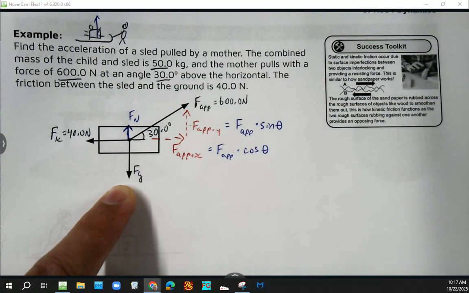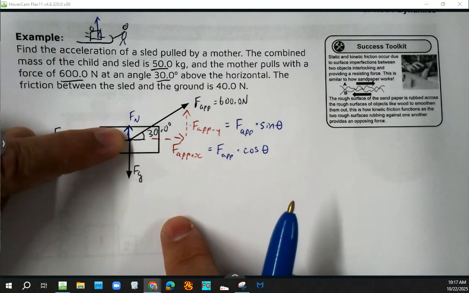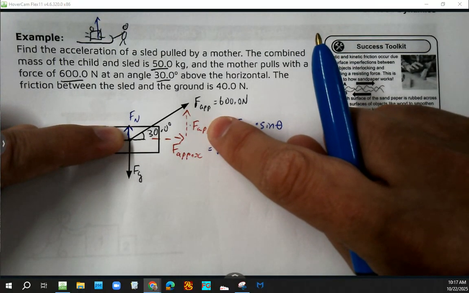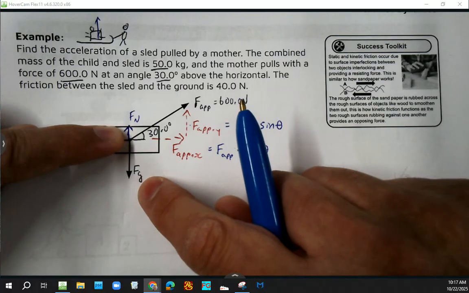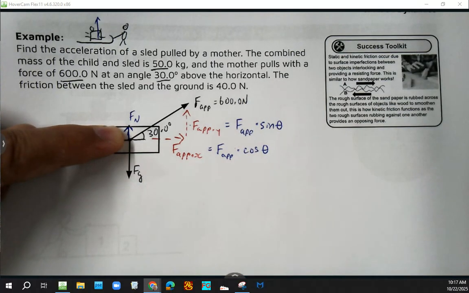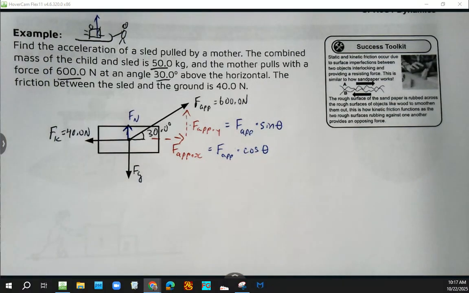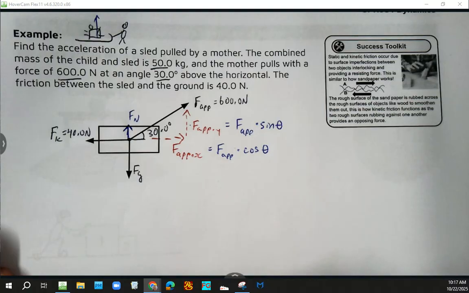In fact, couldn't we say that the normal force plus F applied Y would have to cancel out the FG if this kid doesn't leave the ground? What we're really saying is that the net force in the Y direction is 0. And that's going to be something that's always true for things that slide horizontally across surfaces. So let's actually deal with that first, okay?